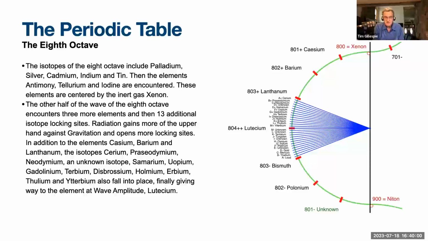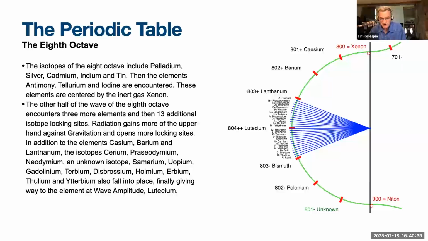The 8th octave, radiation is definitely in control now. And it has opened up 13 additional locking sites between the 3rd and 4th locking points. So in addition to the 7 elements, now you have 26 isotopes as well. So at this point, gravitation is holding on by its fingernails. These elements, I want to call them molecules, are getting bigger and bigger and bigger and faster and faster.